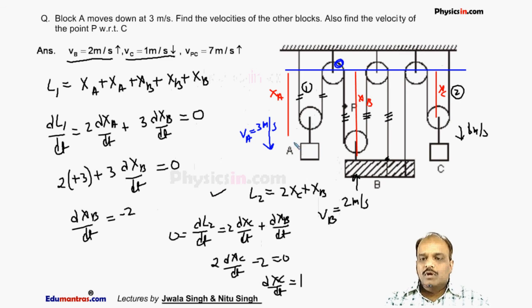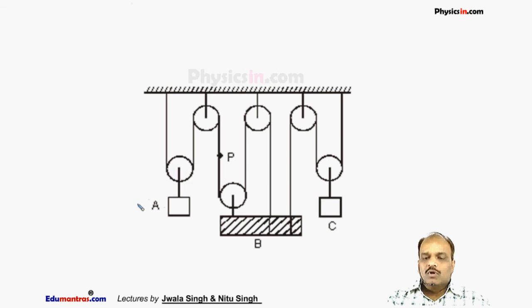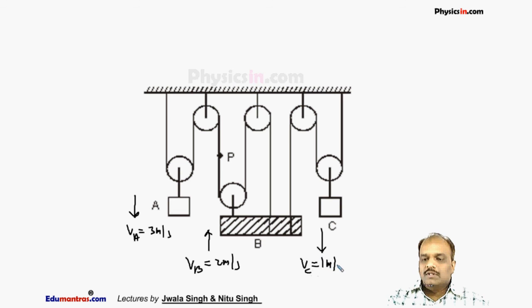Now as we know, block A is going downward with speed VA. Block B is going upward with speed VB, that is 2 meter per second. And block C is going downward with 1 meter per second. This is VC. Now we have to calculate the speed of P with respect to C. Block A is going downward with a speed of VA, that is 3 meter per second, block B is going upward with a speed of 2 meter per second, and block C is going downward with 1 meter per second.